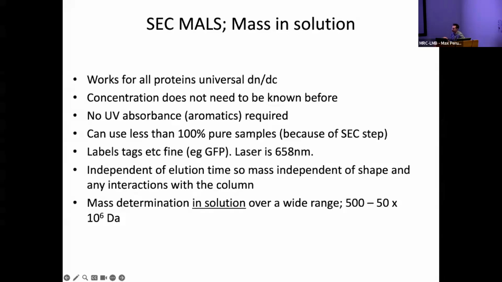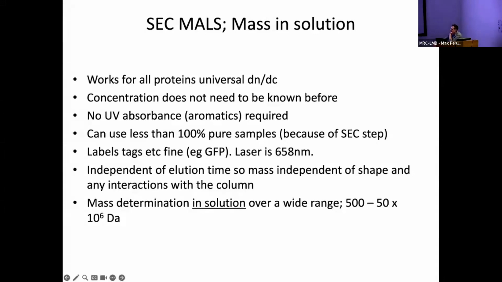The mass we determine is completely independent of elution, and it's also independent of the shape and any interactions with the column. So if you've got a protein that's very stiff, it doesn't matter to this technique, and it's a pretty huge range that we can determine mass. We can go from 500 Daltons up to 50 megadaltons, as long as we have the correct column.